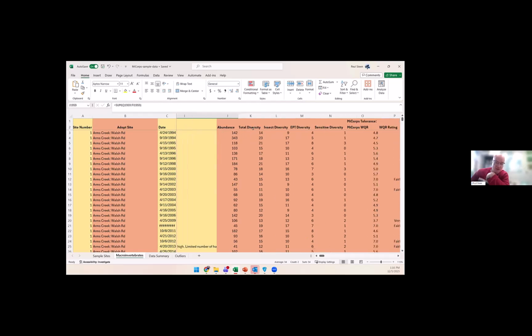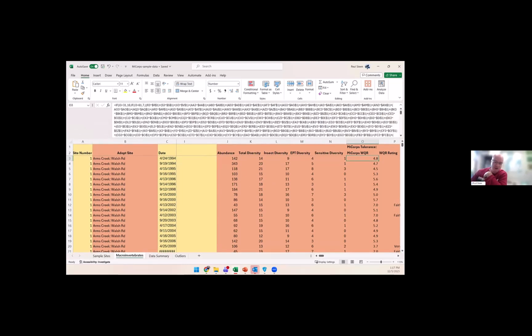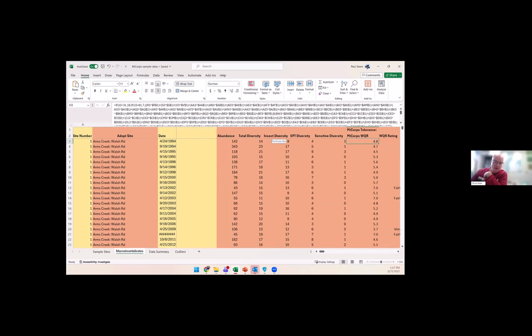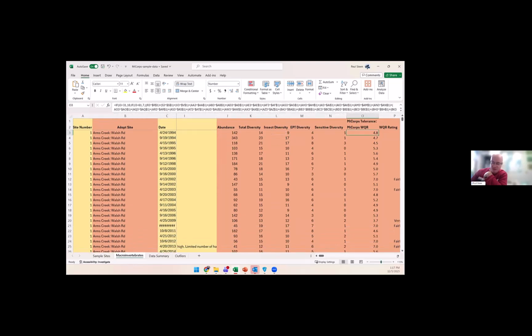So you can see here the metrics that are computed. We're counting the total number of macroinvertebrates found, different counts, total diversity, all the different types of groups, the families that are just insects, the families that are EPT, those are some of the more sensitive, the mayfly, stoneflies, caddisflies. There's my MiCorps rating on here. You can see I've set it up to just auto-calculate with a very messy formula, but it works.